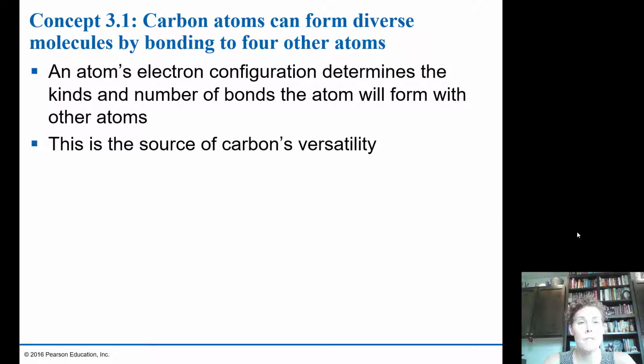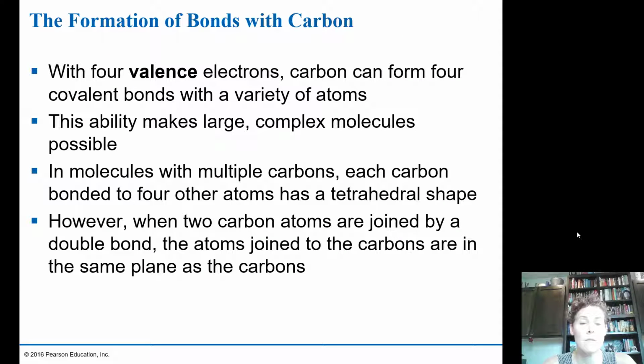The first section within this chapter is concept 3.1. Carbon atoms can form diverse molecules by bonding with 4 other atoms. So the idea behind this section is to help you understand why carbon molecules are so important, how they can be so diverse, how they can make these gigantic molecules. And it's all about the atom's electron configuration that leads into its diversity.